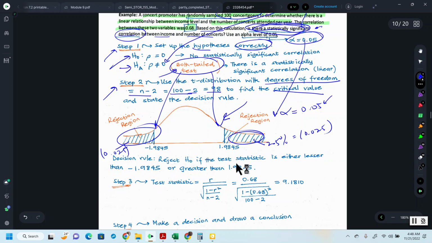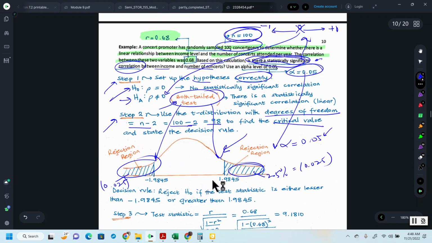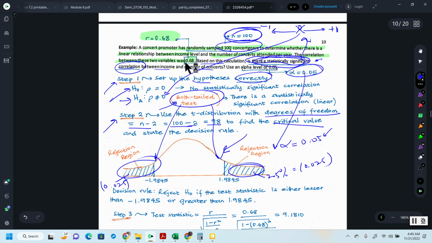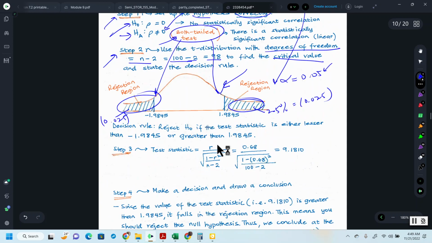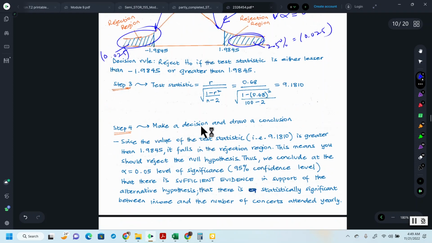So let me go and find that test statistic so that I can put an end to this. The test statistic is r all over the square root of 1 minus r squared divided by n minus 2. So what is my r? I was given my r earlier, the sample correlation coefficient, 0.68. I'm going to plug in r equals 0.68, and n, which is 100 here. You should get 9.1810.